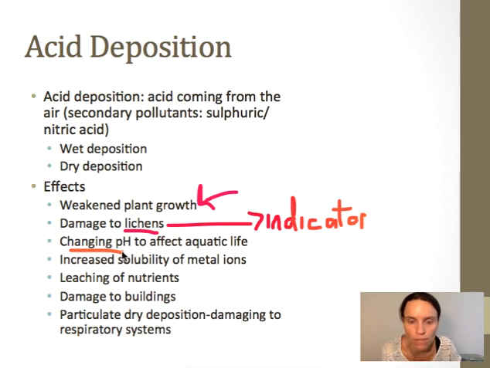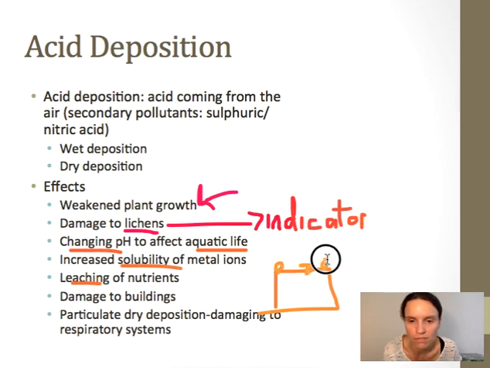You can also change the pH of both land-based and water-based systems. If you do that in a water-based system, it obviously affects the aquatic life that is not adjusted to the new pH. Over land, the bigger concern is that acid deposition will lead to leaching of nutrients and increased solubility of metal ions. So if you have a soil-based system and there's all of these acidic pollutants being filtered down through the soil, those pollutants will grab on to nutrients to try to stabilize themselves and leach them down into the soil.